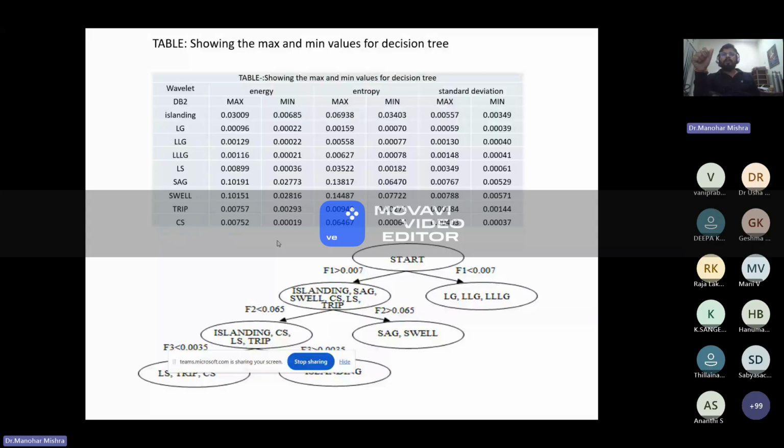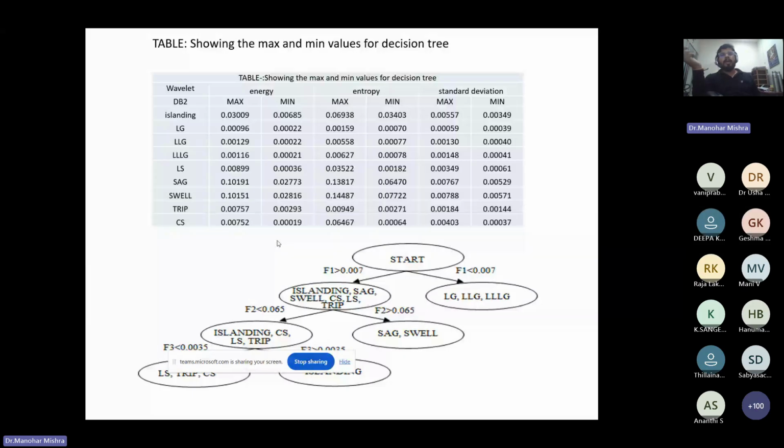If f1 is less than 0.007, then this is LLG, line to ground, double line to ground, triple line to ground. If the f1 value is greater than this, and so on, like this we made the decision tree by observing only the maximum and minimum values.